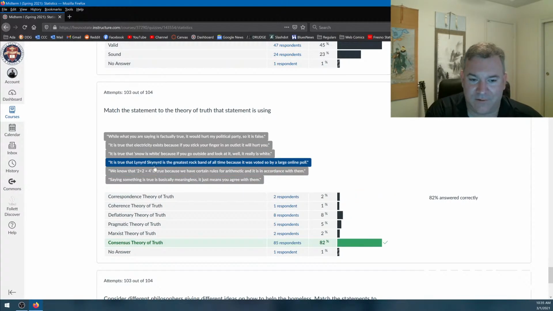It is true that Lynyrd Skynyrd is the greatest rock band of all time because it was voted so by a large online poll. That's consensus theory. So people vote on what is true or not, essentially. When we get into definitions, definitions oftentimes use consensus theory. If we all agree that this word means this, then it means it.